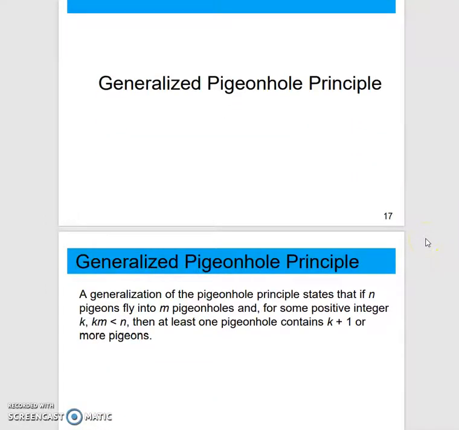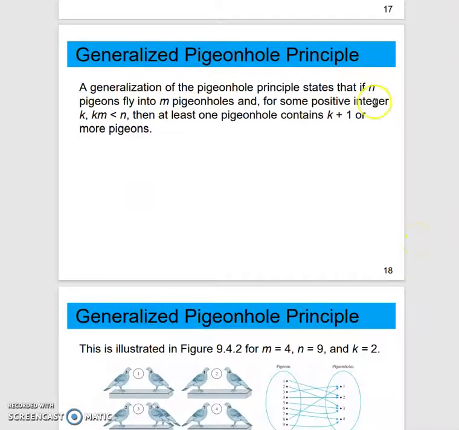So let's take that pigeonhole principle and try and generalize it a little bit. Here I've got n pigeons, m pigeonholes, and some generic positive integer k. If k times m is less than n, then at least one pigeonhole contains k plus 1 pigeons. And do note that's the minimum number. It might have more of them.